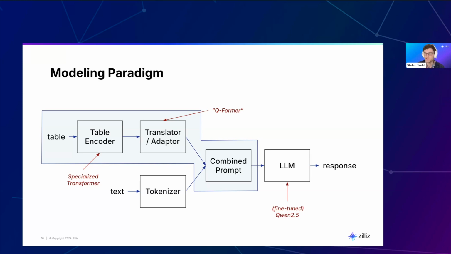Those inductive biases will be things like: if you change the order of the rows or you change the order of the columns, that shouldn't change the representation of a cell.